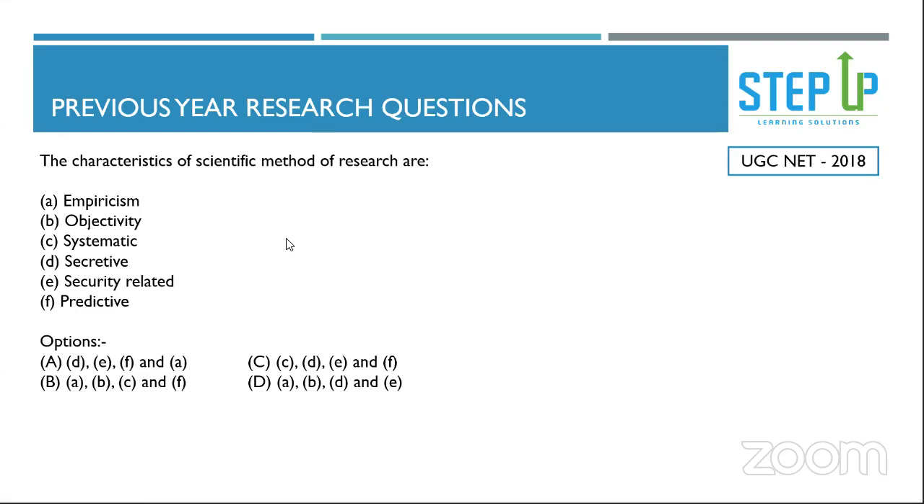So guys, it says what are the characteristics of scientific method of research, right? So research again, it says a very systematic and scientific method, right? It's a systematic process. So now empiricism, right? Is this a characteristic of research? Yes, it is, right? Objectivity, is it a characteristic of research? Yes, it is. Systematic, is it a characteristic of research? Yes, it is. Secretive, not really. Security related, not really.